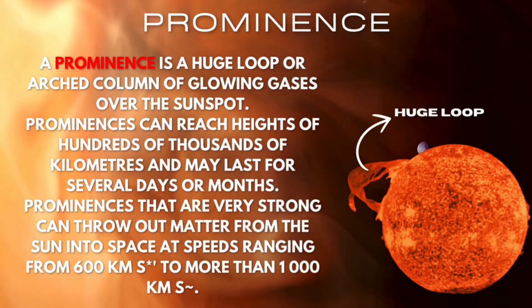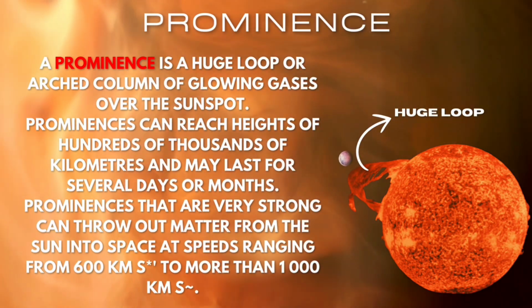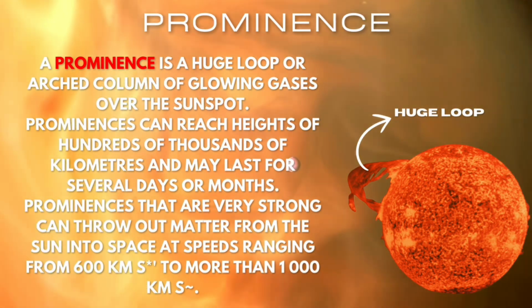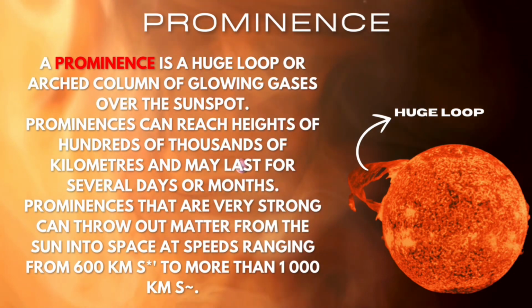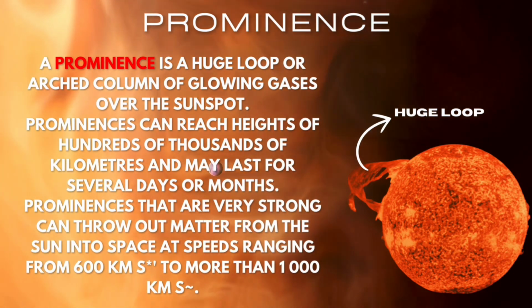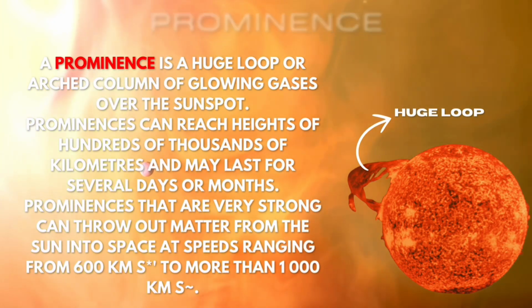Prominence. A prominence is a huge loop or arch column of glowing gases over the sunspot. Prominences can reach heights of hundreds of thousands of kilometers and may last for several days or months. Prominences that are very strong can throw out matter from the sun into space at speeds ranging from 600 km per second to more than 1,000 km per second.